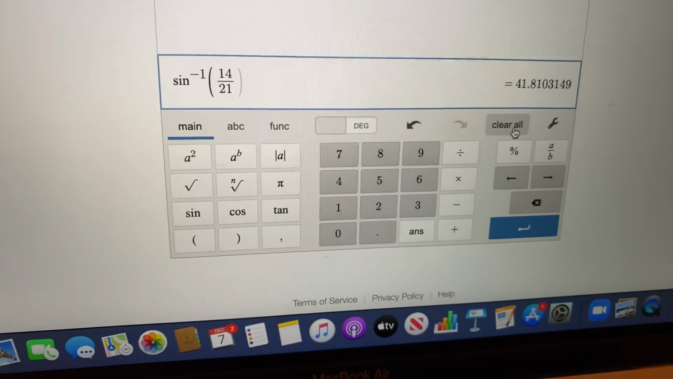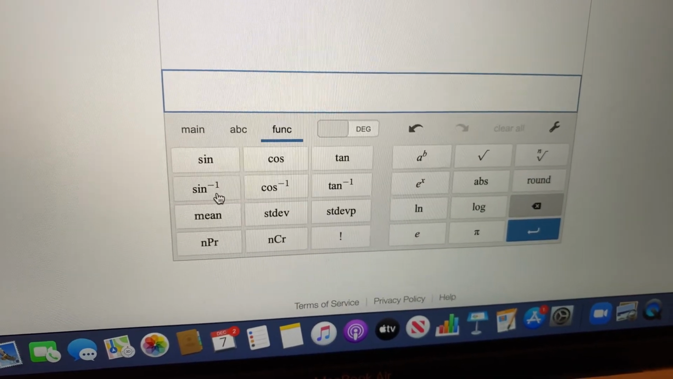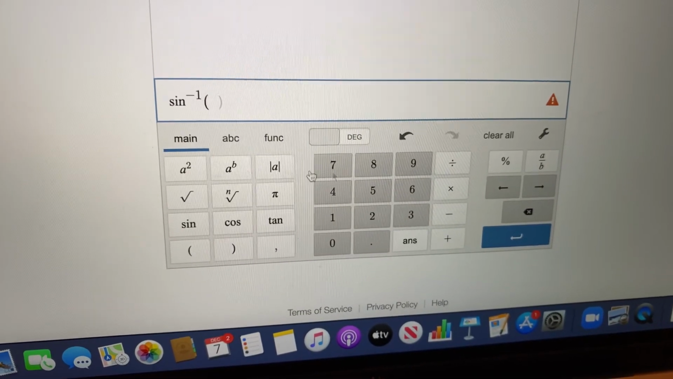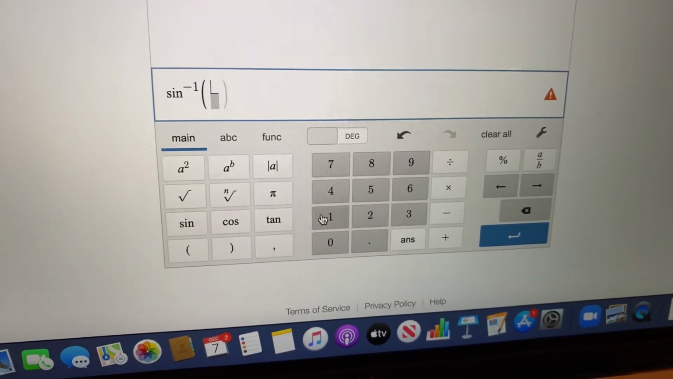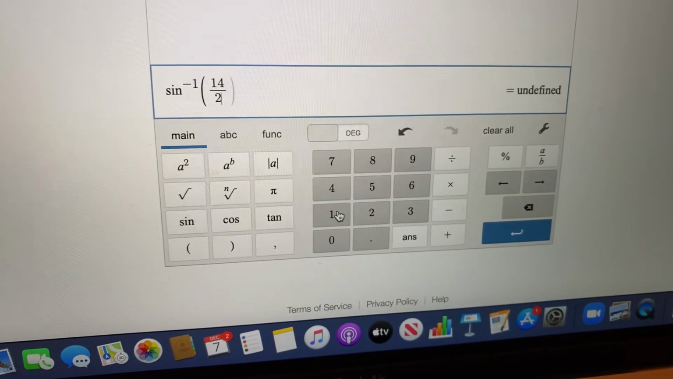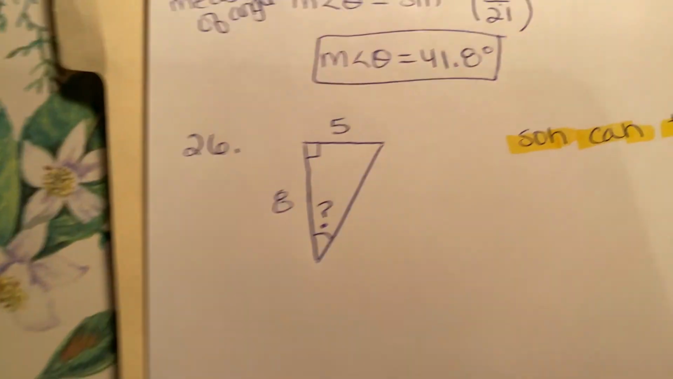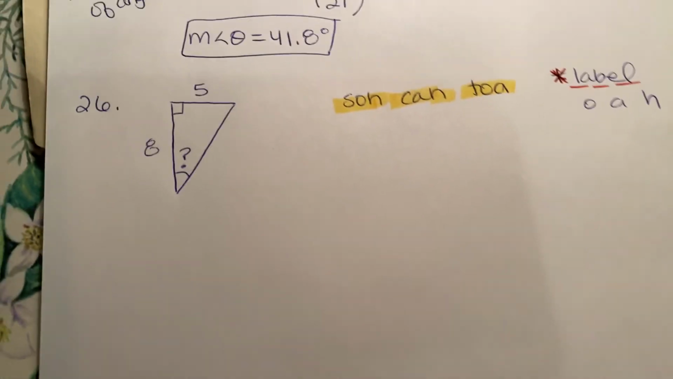We could do it again. Remember, I went to function. Is it inverse sine? I just forgot. Inverse sine, go back, hit the A over B fraction. And by the way, you don't have to. You could have just gone 14 divided by 21, and there's your 41.8 degrees. Fair enough? Ta-da! All right, one more, and then we're done.